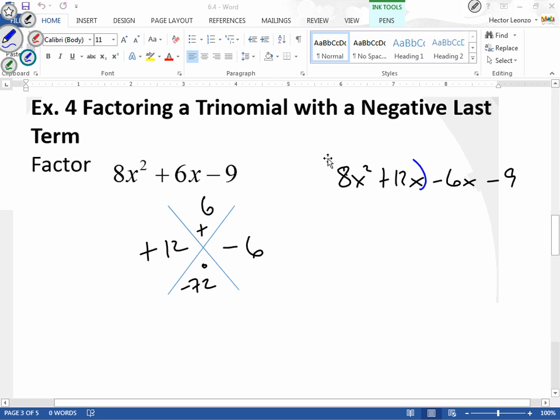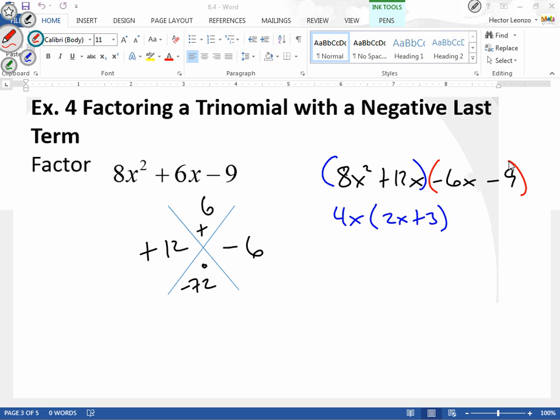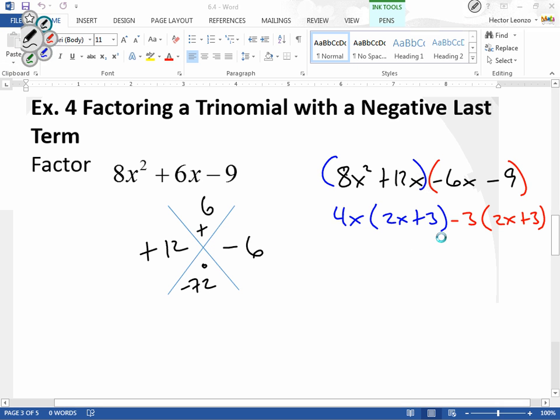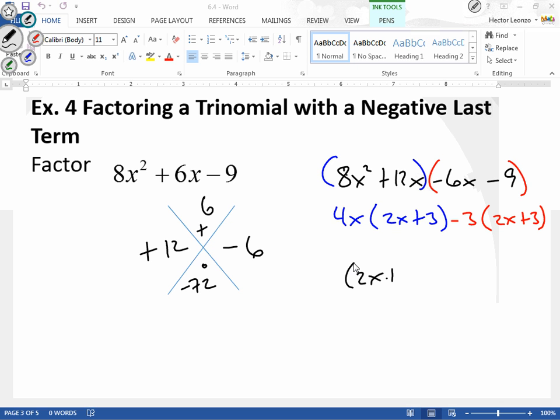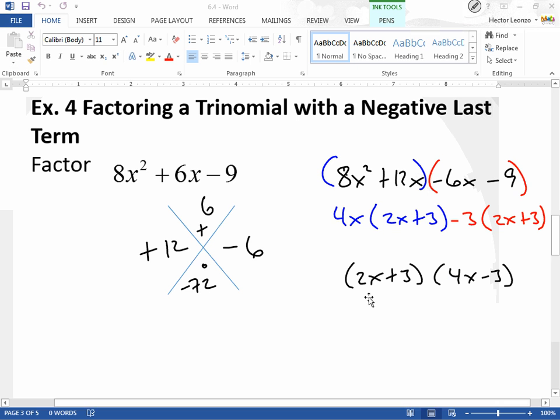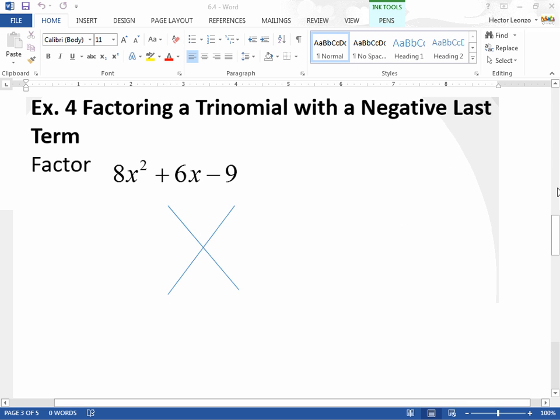Looking at the first two terms, I can factor the 4x out of each, so I'm going to have 2x plus 3. Looking at the second group, I can factor a negative 3 out, so I'm going to have 2x plus 3. Now my factors should be 2x plus 3 and 4x minus 3. Remember, the 2x plus 3 is the common parentheses. The 4x minus 3 is what we have outside of the parentheses.